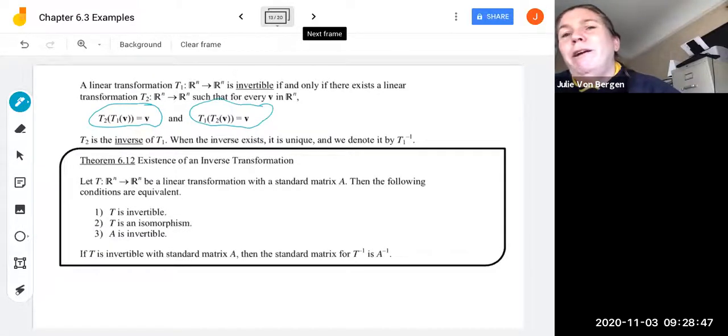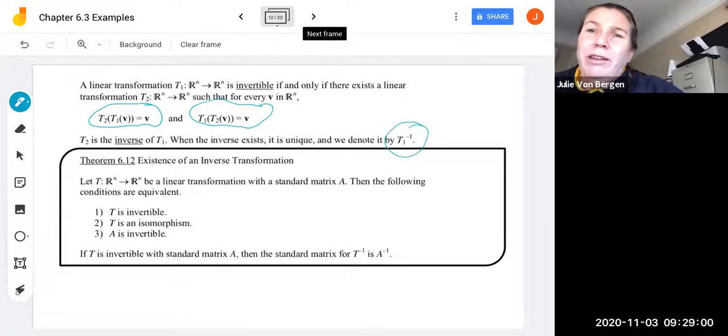And this matches what we know about inverse functions back from pre-calculus and calculus class. So when the inverse exists, it is unique, and we denote it by T1 inverse. So theorem 6.12 is about the existence of an inverse transformation. So we let T map Rn to Rn be a linear transformation with standard matrix A. So then these following three conditions are equivalent.